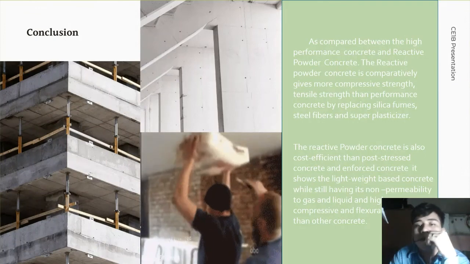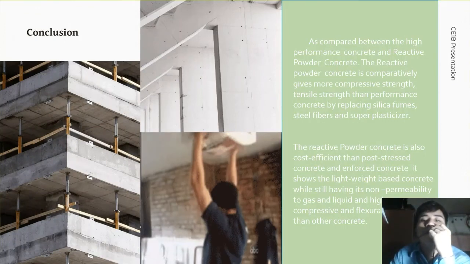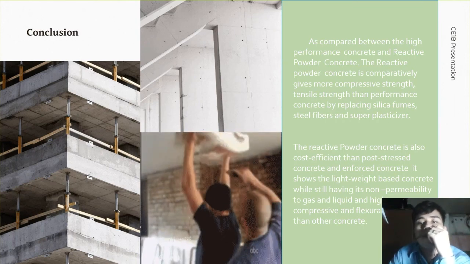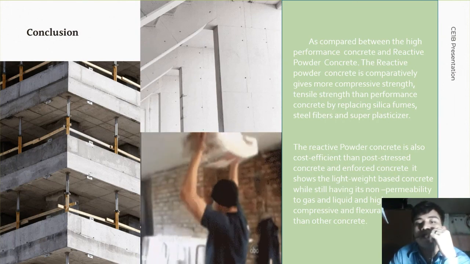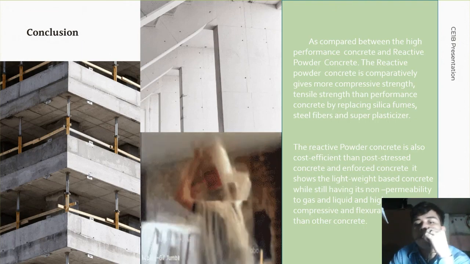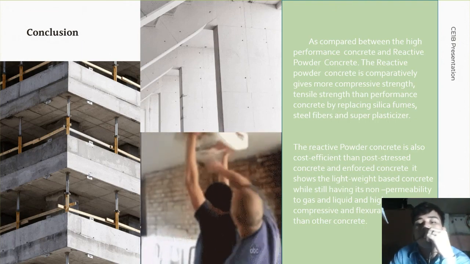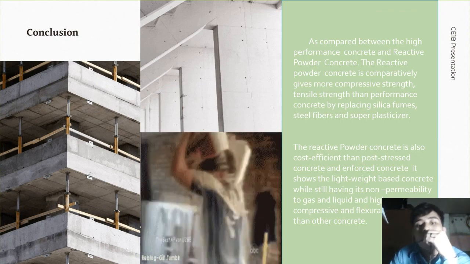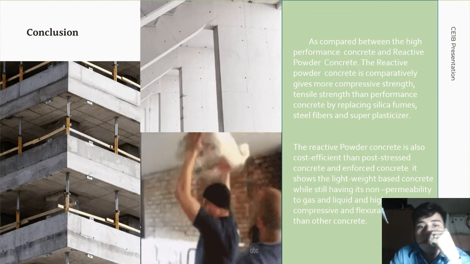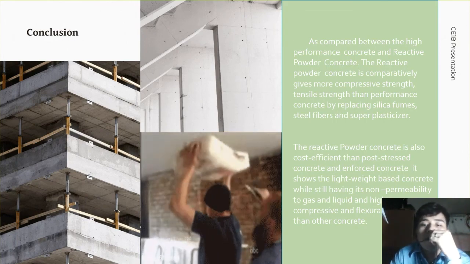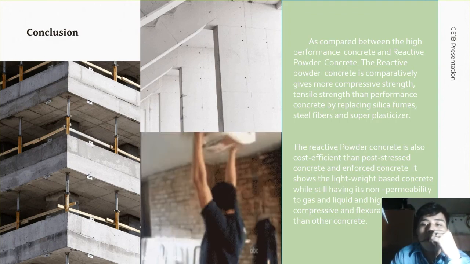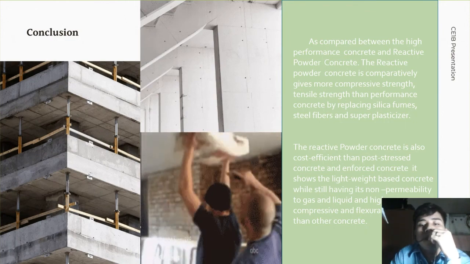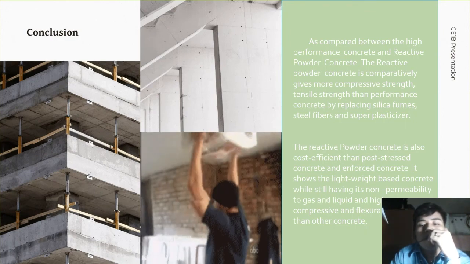And for the last, conclusion: compared between the high performance concrete and reactive powder concrete, the reactive powder concrete comparatively gives more compressive strength and tensile strength than high performance concrete by replacing silica fumes, steel fibers, and superplasticizer and by eliminating the coarse aggregate or the gravel. And next, the reactive powder concrete is also more cost efficient than prestressed concrete and reinforced concrete. It shows a lightweight base concrete while still having its non-permeability to gas and liquid and higher compressive and flexural strength than other concrete.